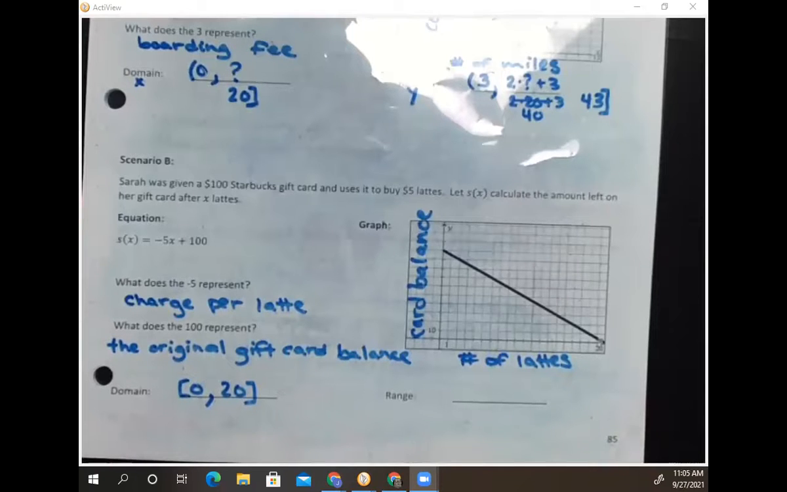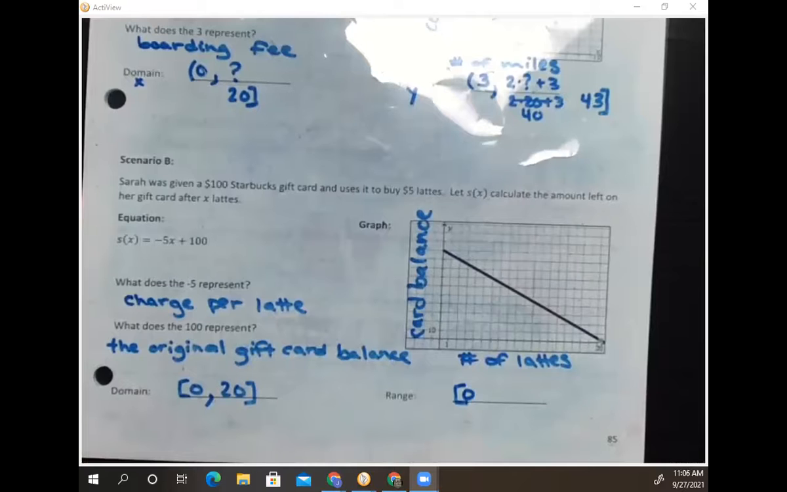Now let's talk about our range. What's the lowest Y value I could possibly have? 0. Will they let me go negative on a gift card? No. They'll say your gift card's out. What else are you going to use to pay for it? So 0 is my lowest range value, and 0 is an actual value we could have. If I spend all of the money on my gift card, it would be 0.